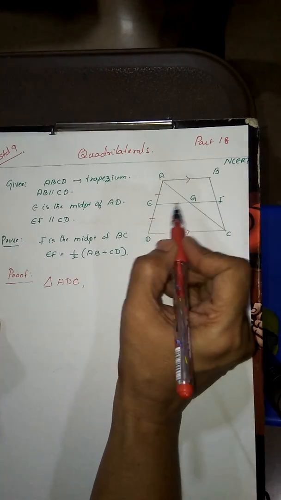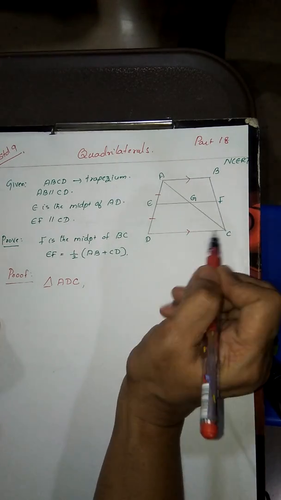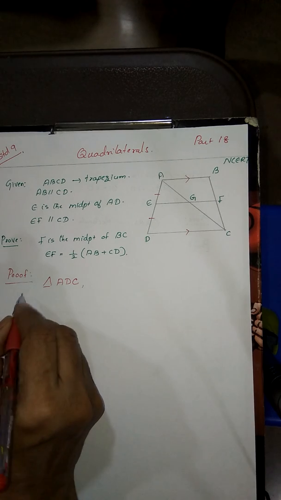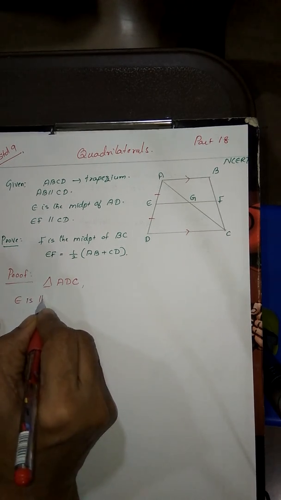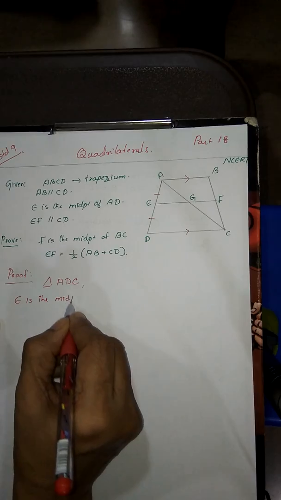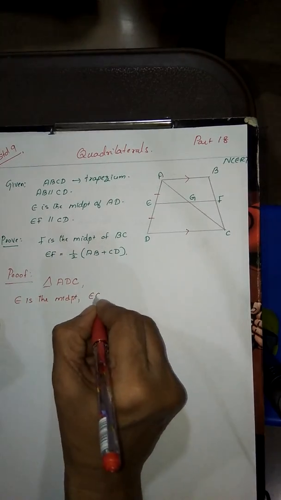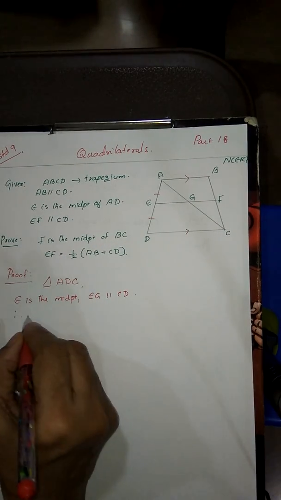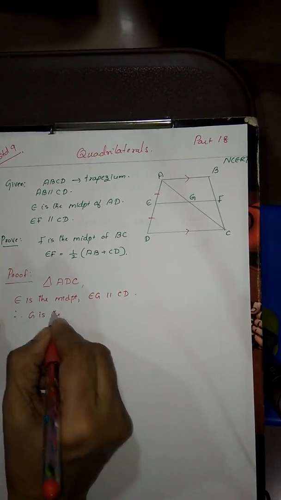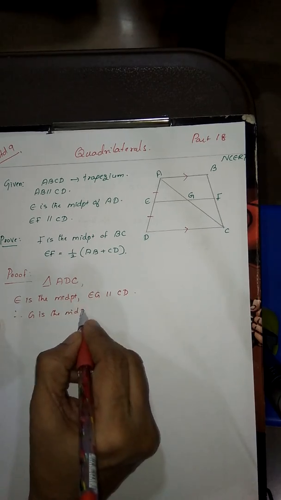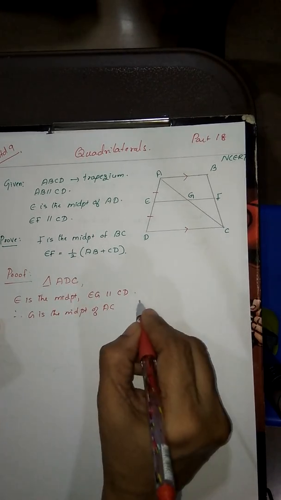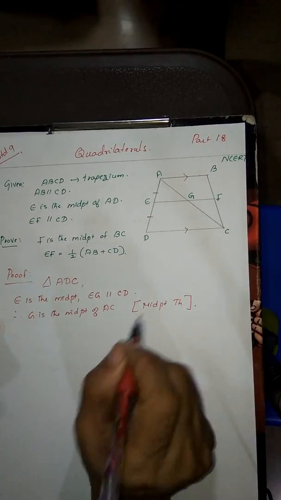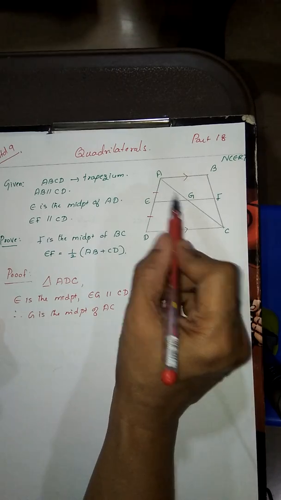E is a midpoint is given and it's also given EF is parallel to CD. Therefore, EG is parallel to CD. Therefore, we can say E is a midpoint and EG is parallel to CD. Therefore, G is the midpoint of AC. Midpoint theorem. So we got this as the midpoint.